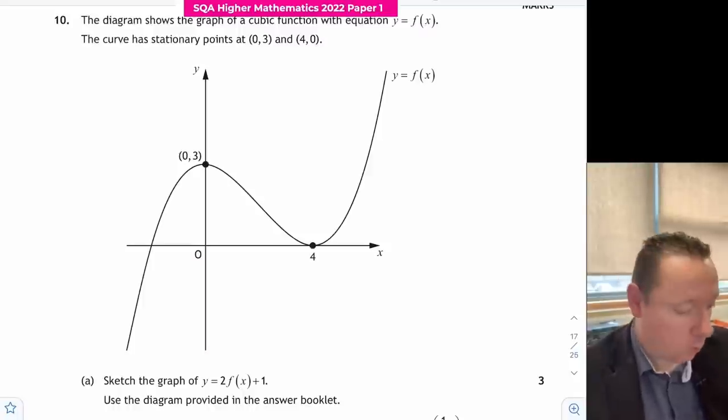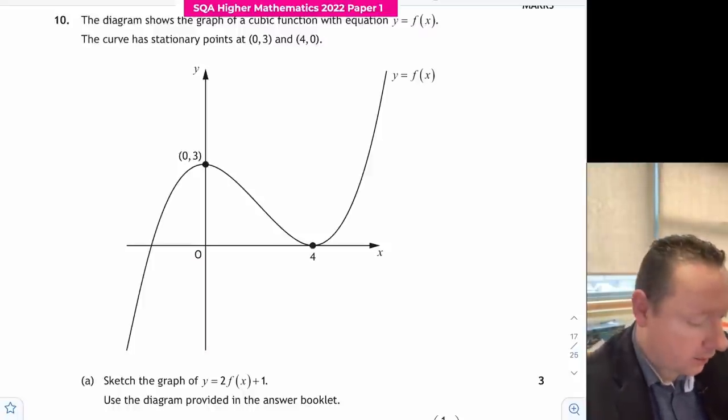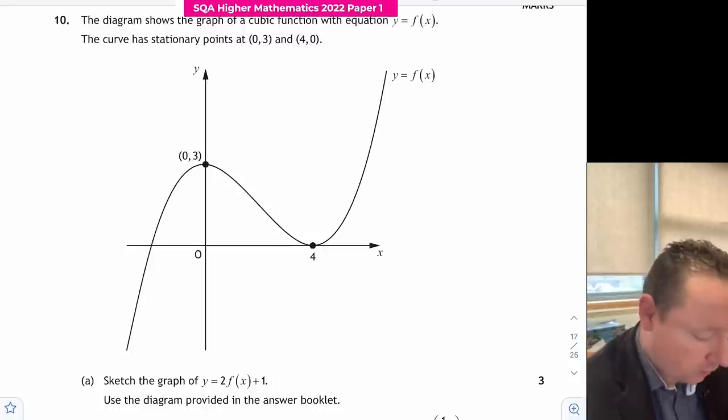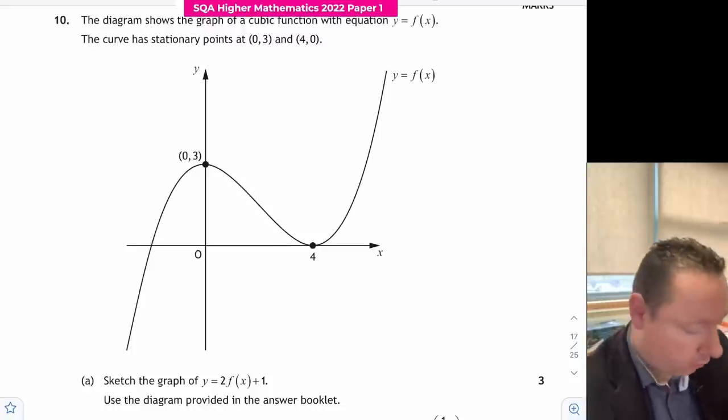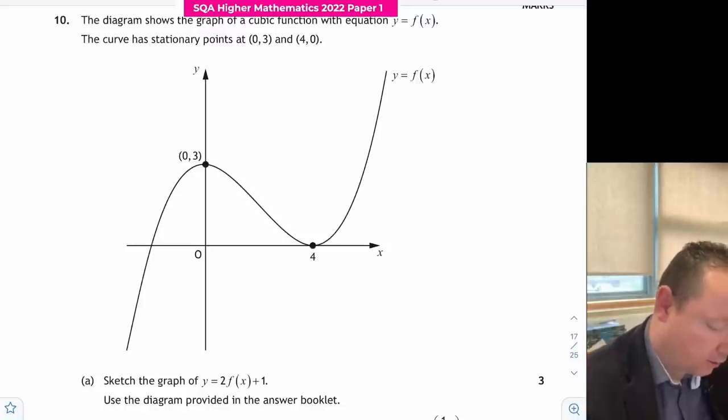In 2022 Higher Maths Paper 1 Question 10 had this diagram of a cubic function f of x, and it had stationary points at 0, 3 and 4, 0, and with the sketch graph of 2 f of x plus 1. So what's it asking us here? It's asking us to scale it up by a factor of 2, so times by 2, and then move the graph up by 1. So let's do that on a diagram.